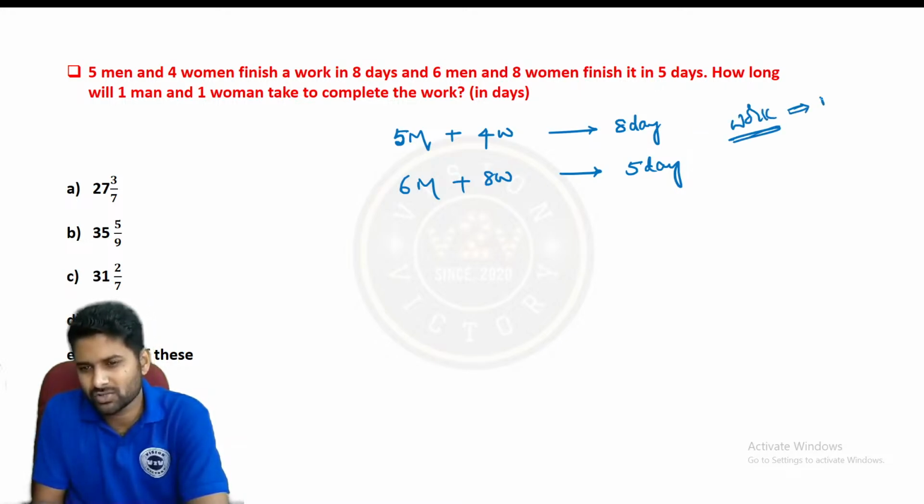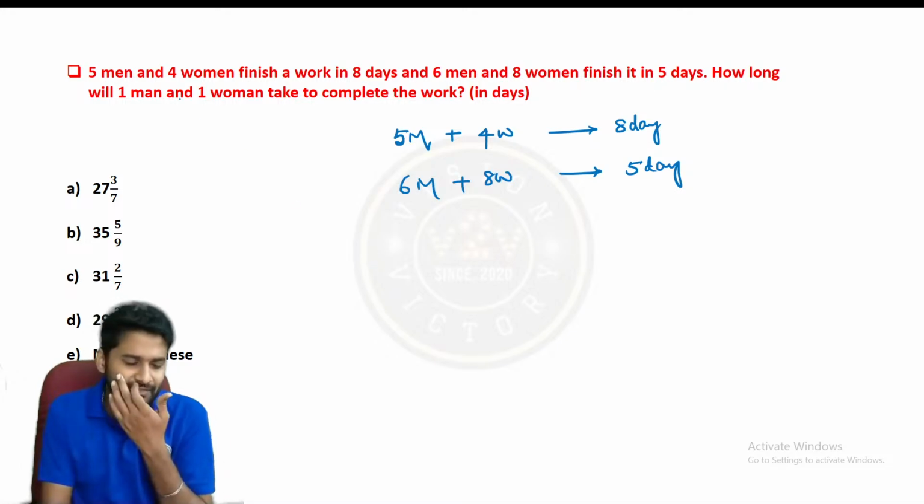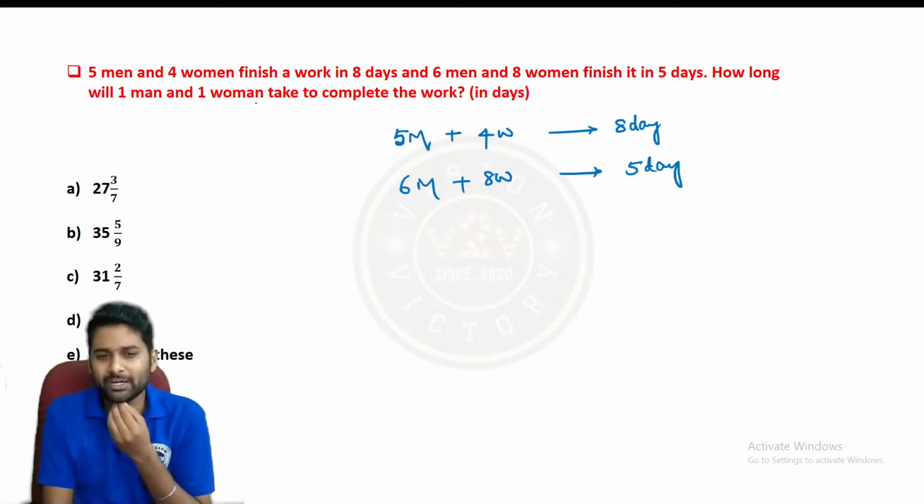See, whatever the work is, it always depends on the number of persons. The number of persons is multiplied with the number of days. So these parameters decide the total work. Remember that. Another question: how long will it take if one man and one woman complete the work?